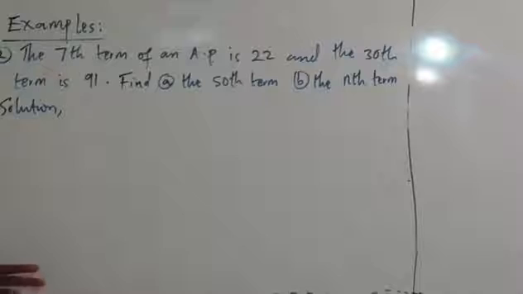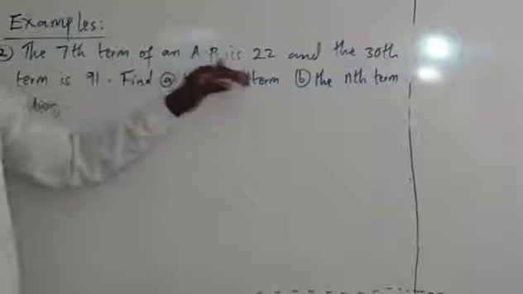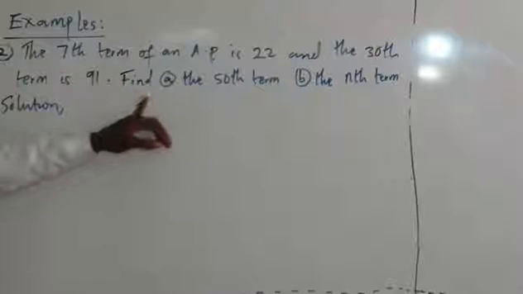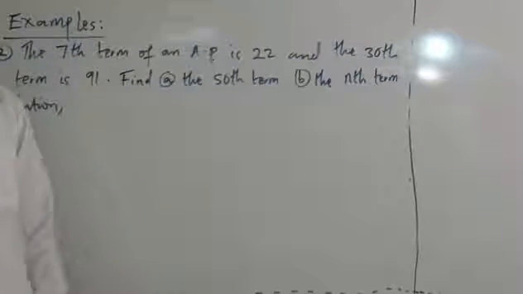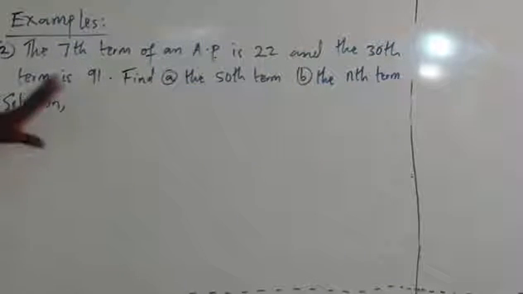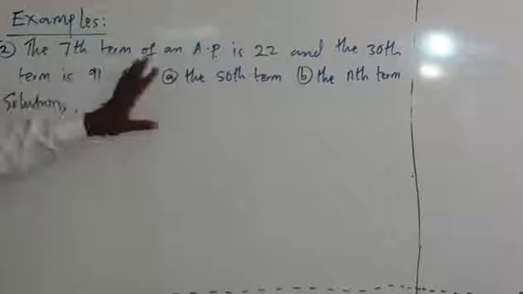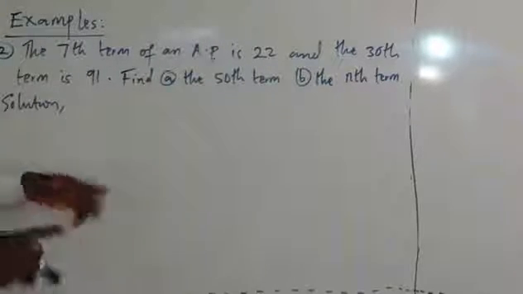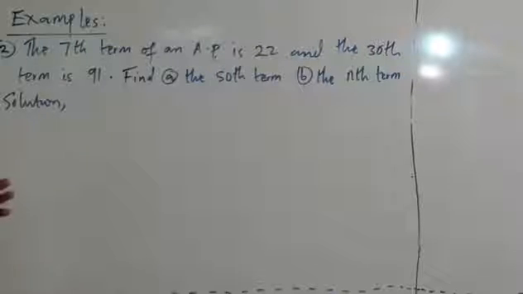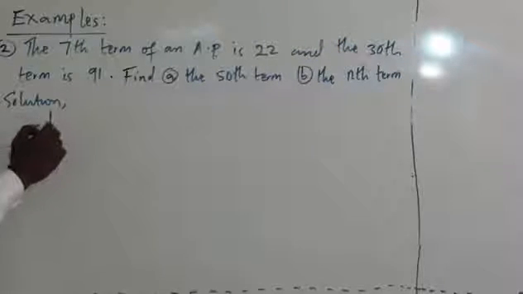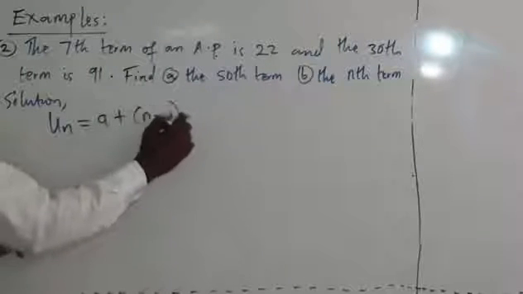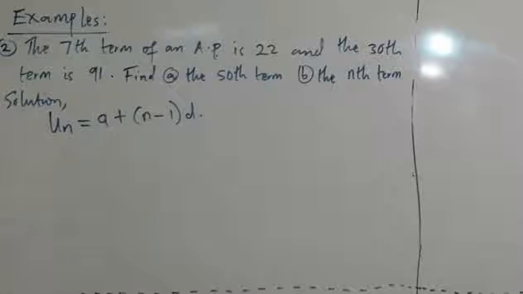Example 2 says the 7th term of an AP is 22 and the 30th term is 91. Find question A, the 50th term, and question B, the nth term. So solution. To solve this type of question, since we are dealing with nth term, 7th term, 50th term, 30th term, we are going to make use of the nth term formula. And the nth term formula to use is un equals a plus n minus 1 d. So this is the formula to make use of.